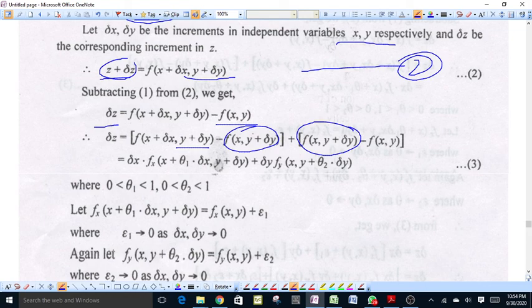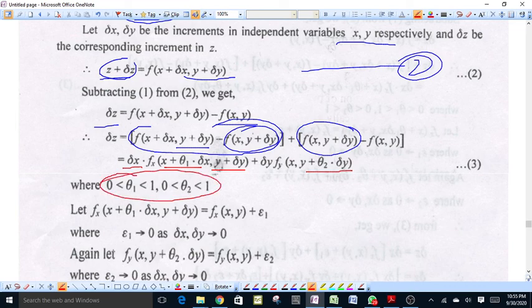By using Lagrange's mean value theorem, this will be equal to delta x times the partial derivative of f with respect to x at the point (x plus theta 1 delta x, y plus delta y), plus delta y times f_y at (x, y plus theta 2 delta y), where theta 1 and theta 2 are real numbers between 0 and 1.